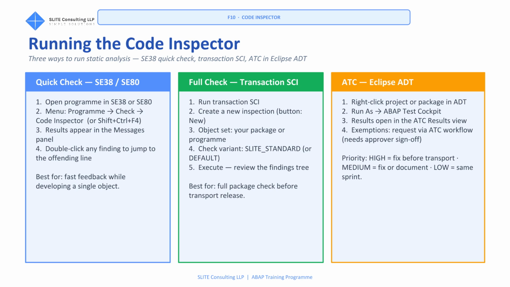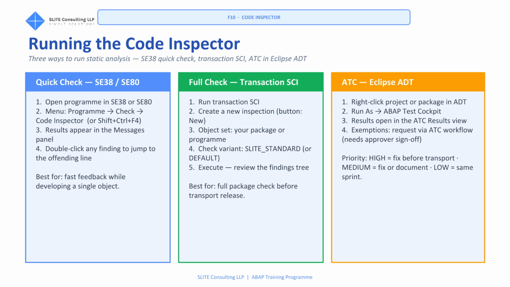Second, a full check from Transaction SCI. Create an inspection over a whole package or program. Pick a check variant, SLIGHT_standard or default, and run. Schedule via SE38 RS_program for nightly runs across a package. This is what you run before a transport release.